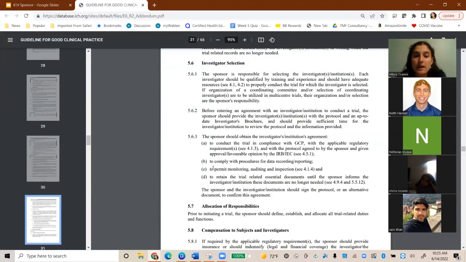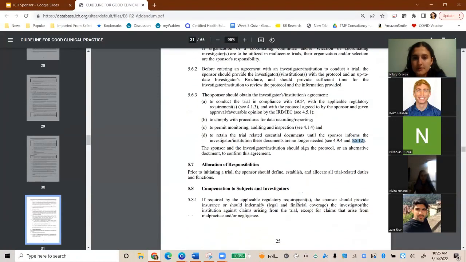So it's important that the institution agrees to these, and then retains the clinical trial essential documents until the sponsor informs them the documents are no longer needed. So that right here, the 5.5.12, this is something we just read, right? They need to be informed, and they need to keep the documents until they're informed. And then the sponsor needs to sign the protocol and confirm this agreement.